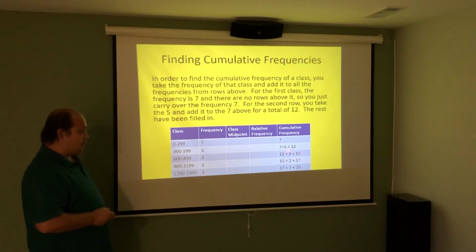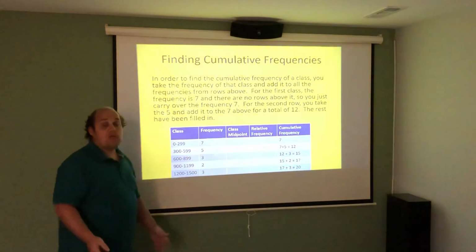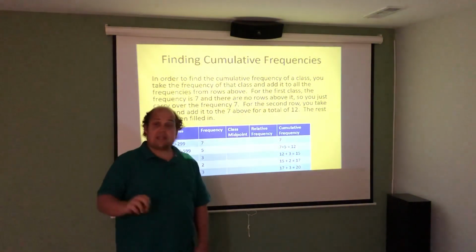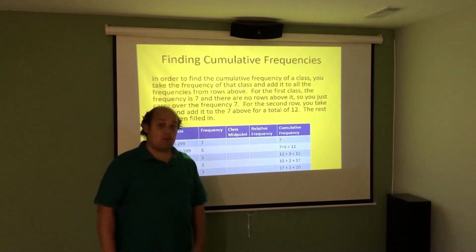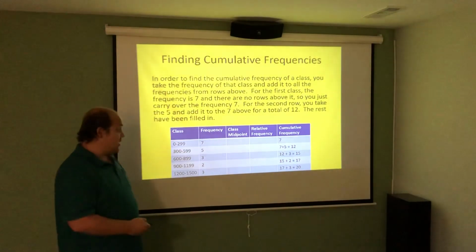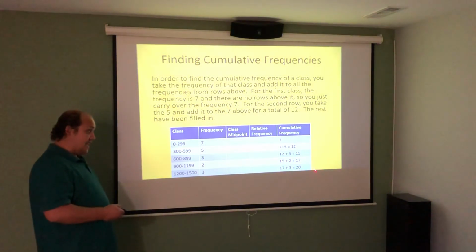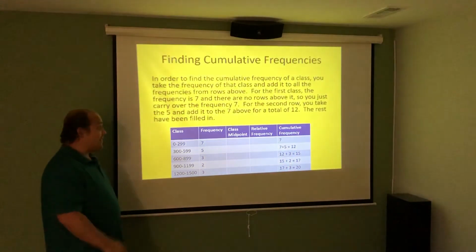When I get to the next row, I'm adding 2 more. 15 plus 2 is 17. Then I'm adding 3 more. 17 plus 3 gets me to 20. It should always be the case that your final row has a cumulative frequency that's equal to the total number of people you asked. So if I didn't get to 20 for this last one, something went wrong in the math I did above.